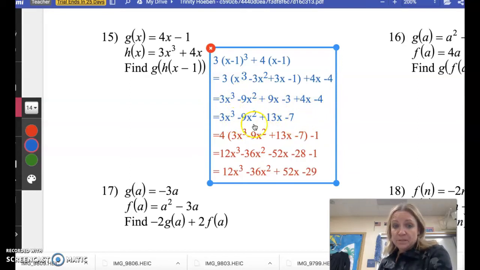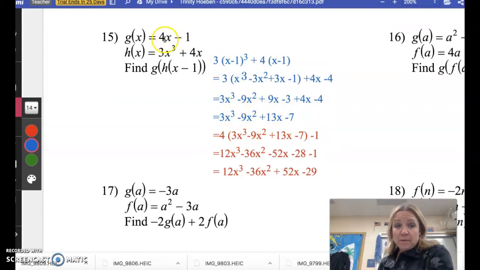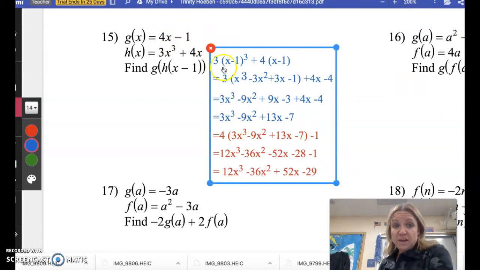So we're going to take that h answer and plug it into the g. And we only have to plug it in once this time. So we're going to do 4 times all of that stuff minus the 1. And then just distribute out that 4. A little bit easier on this side. So 4 times 3x cubed is 12x cubed. 4 times negative 9x squared is negative 36x squared. 4 times 13x is negative 52x. 4 times negative 7 is negative 28. And then I just combined like terms.